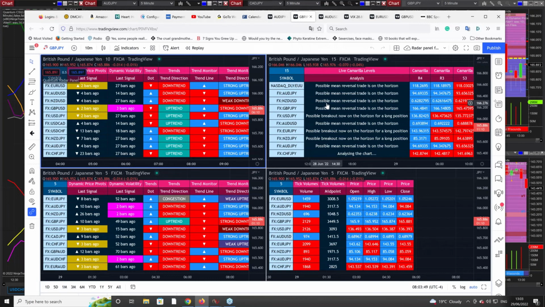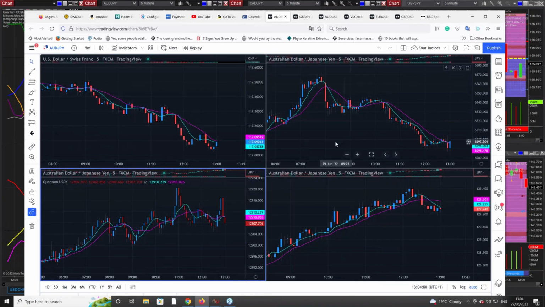So this is the radar panel, really, really helpful. I've got it up here on some of the obviously the Aussie pairs. This is what I wanted to show you. This is absolutely key.